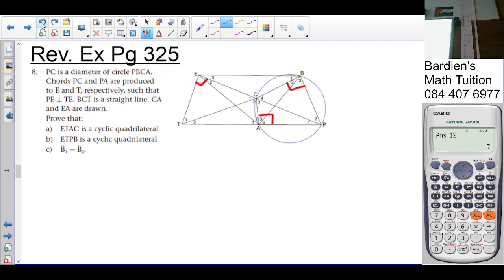Then we are told that CA and AE are drawn. Prove that ETAC. ETAC. Exterior angle equal to interior opposite. This is an easy question.